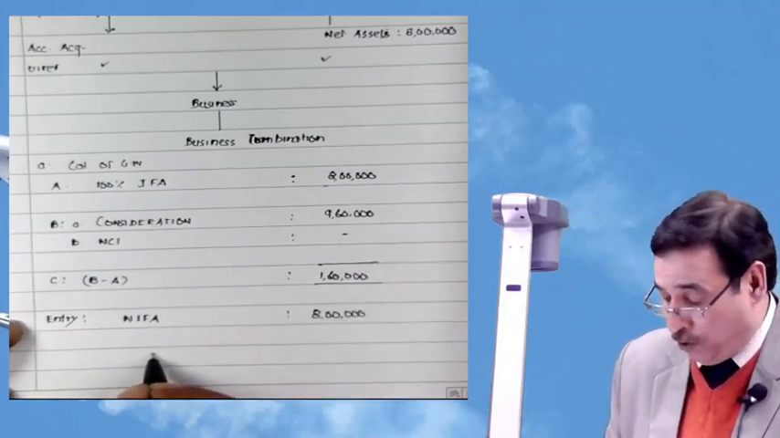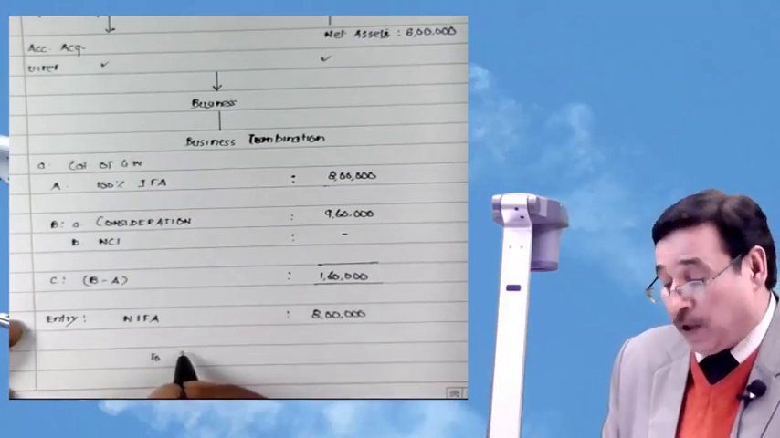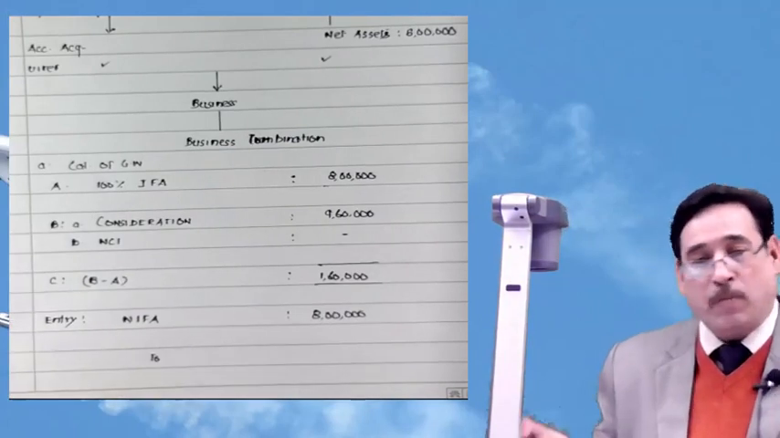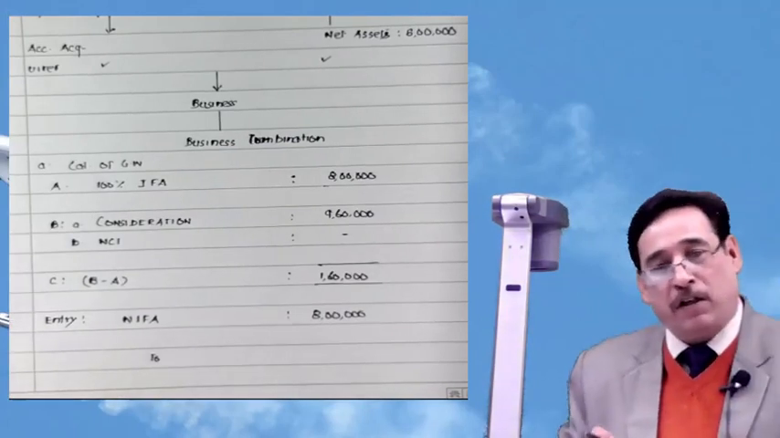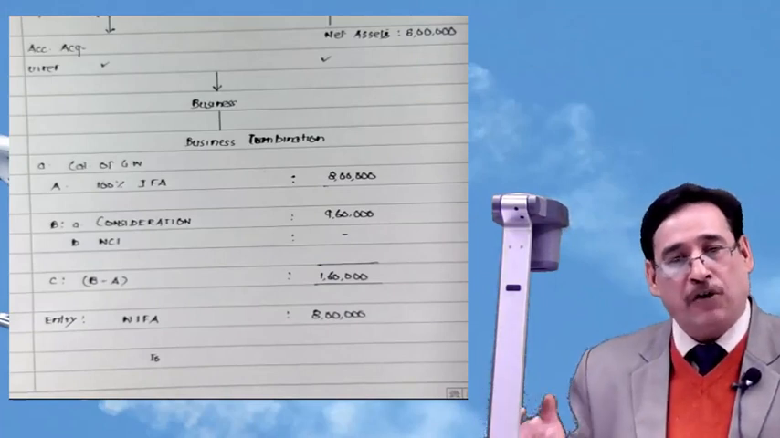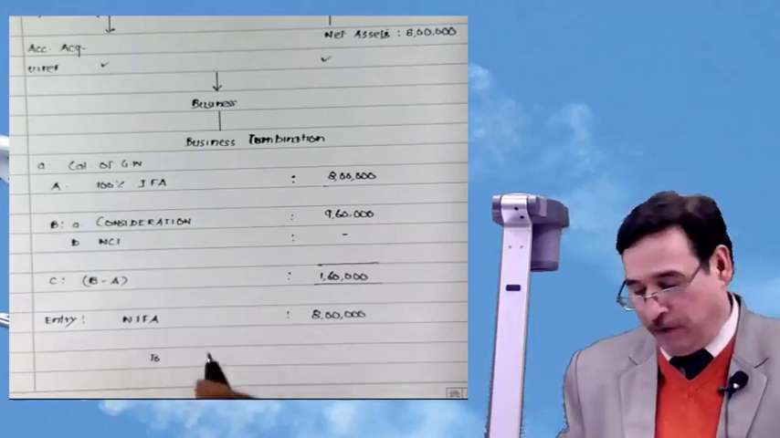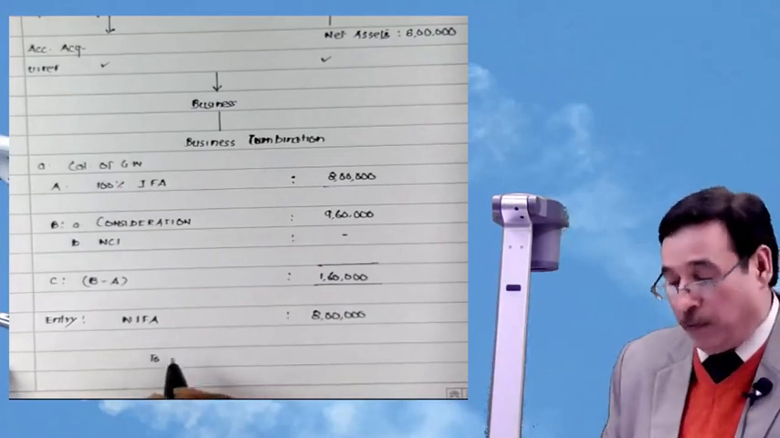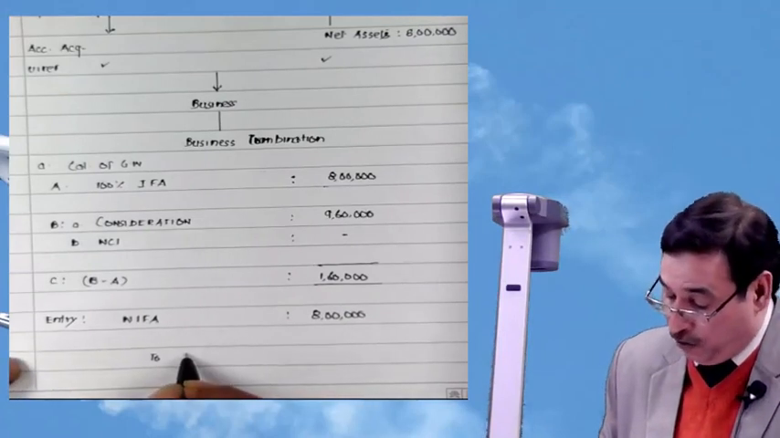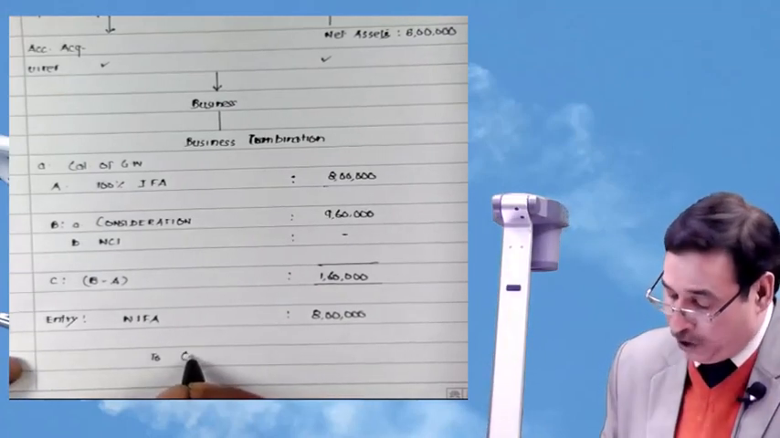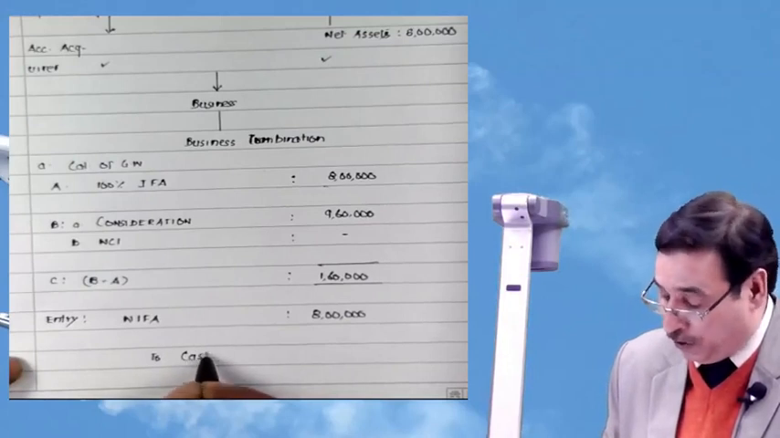Then you write here 2. Because in this question nothing is mentioned whether you are paying the consideration by issue of shares or cash, so form of payment is not given, so we are presuming that we are making the payment in cash. So I am simply writing here 2 cash, or you can simply write here 2 consideration.